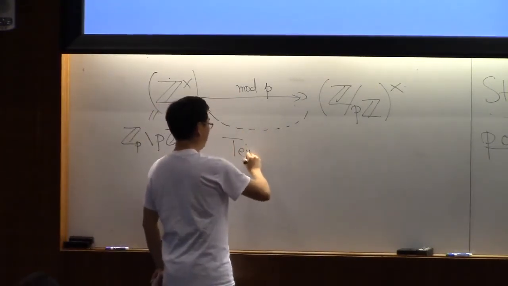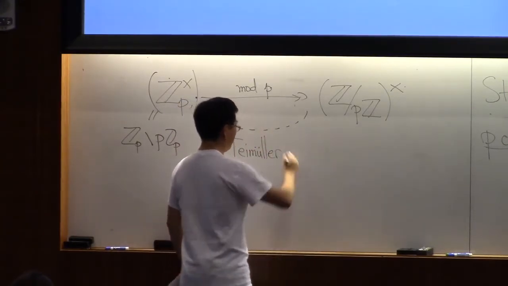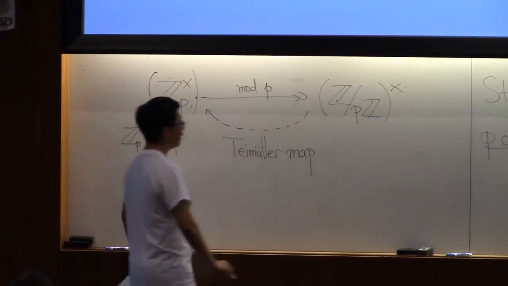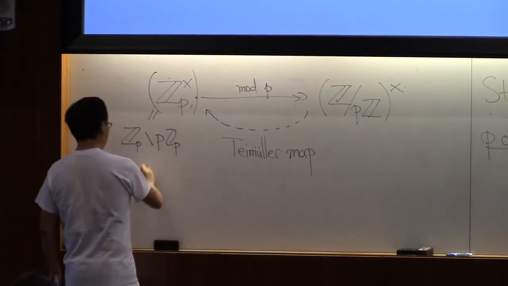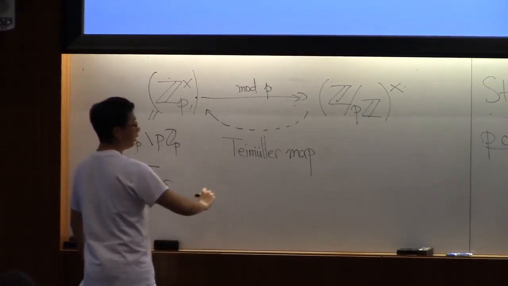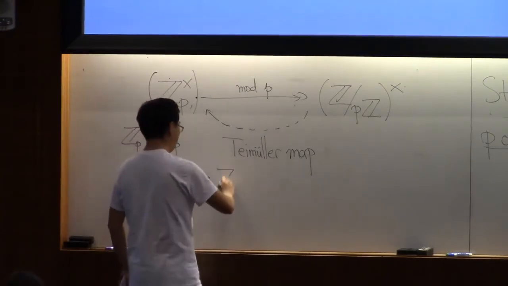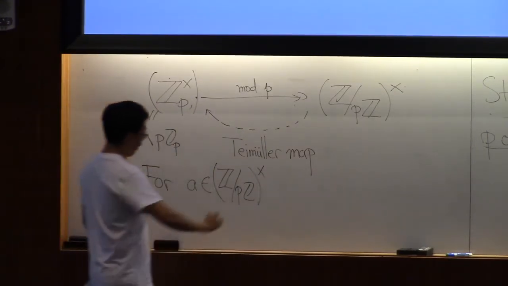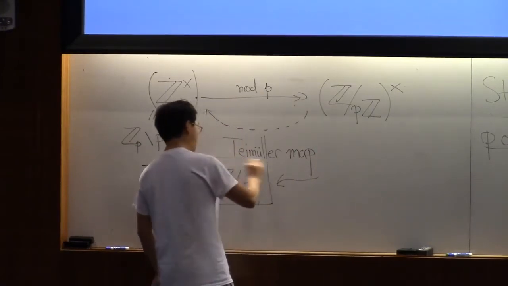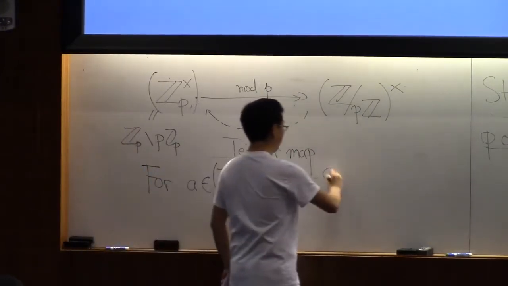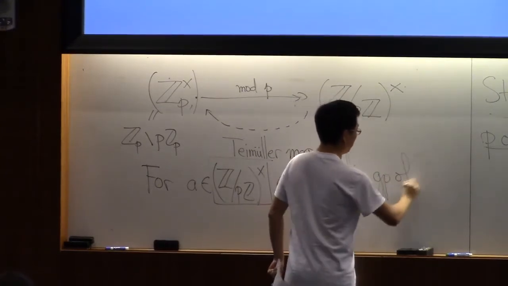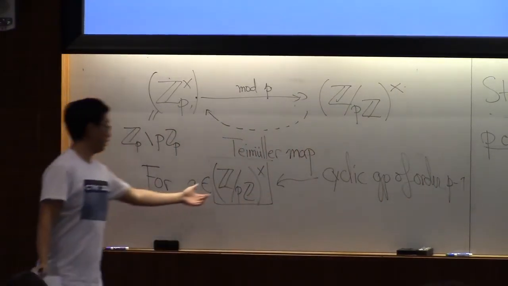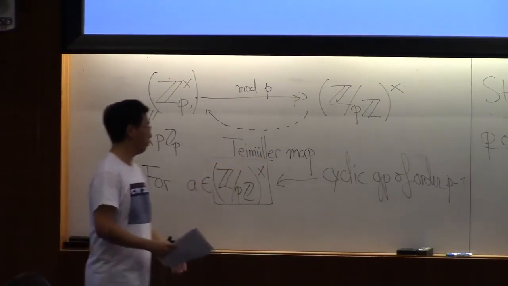There is a canonical way of getting a section, typically called the Teichmüller lift, meaning that for any a in (Z/pZ)^×, well, first of all, we know that this is a cyclic group of order p minus 1, right? The multiplicative group of a finite field. A cyclic group of order p minus 1.